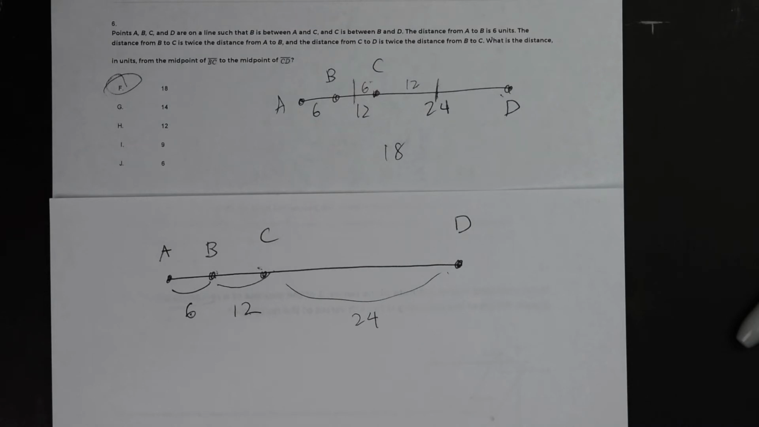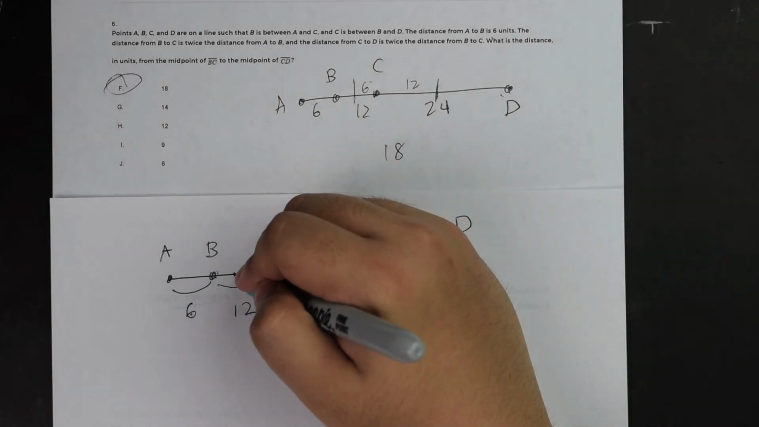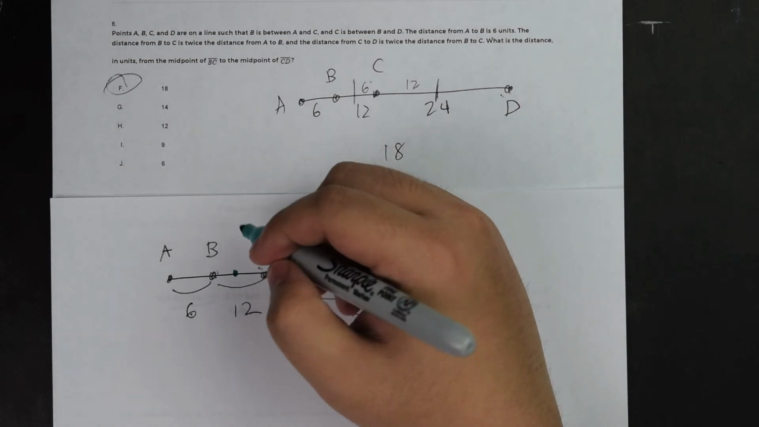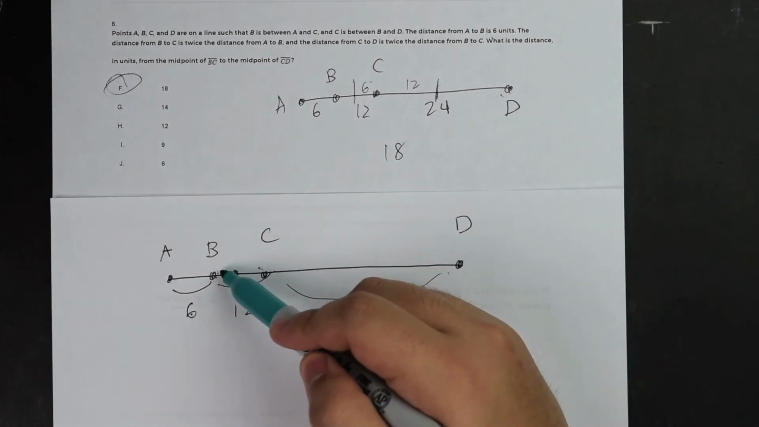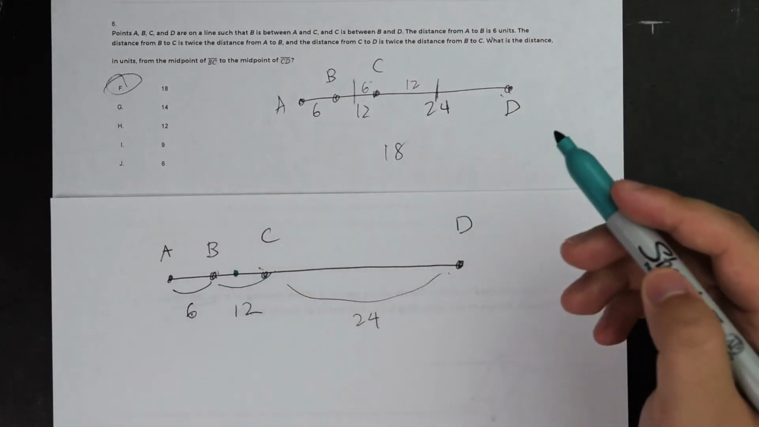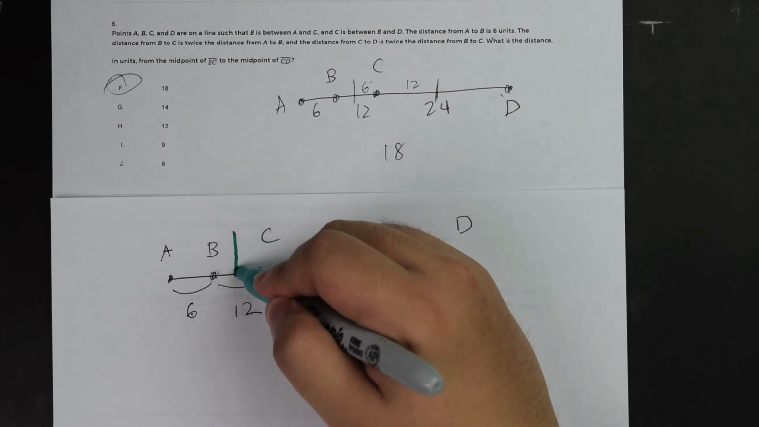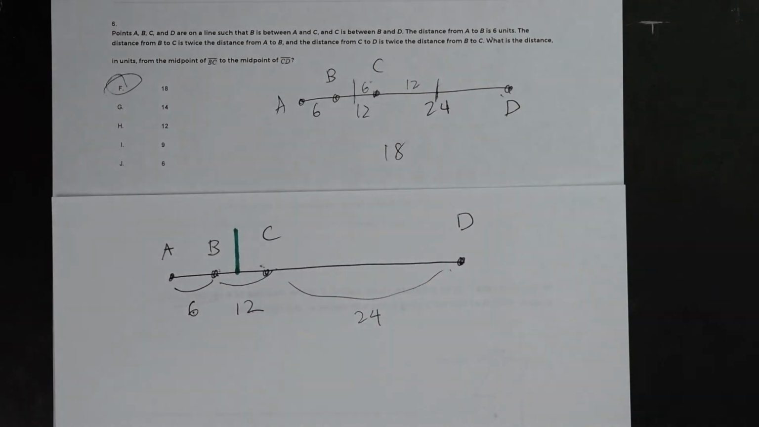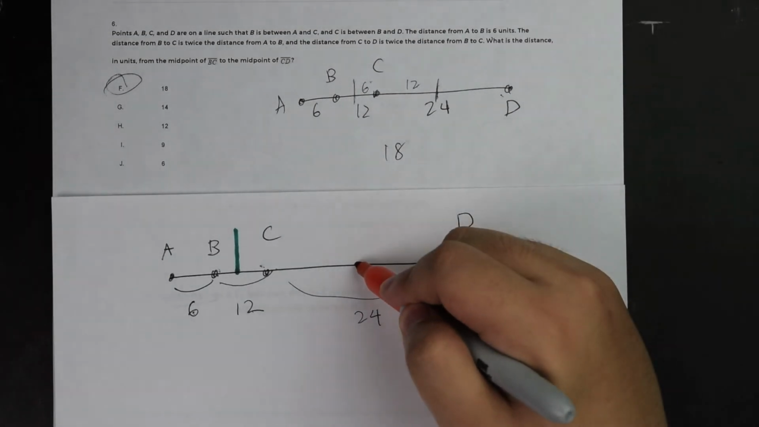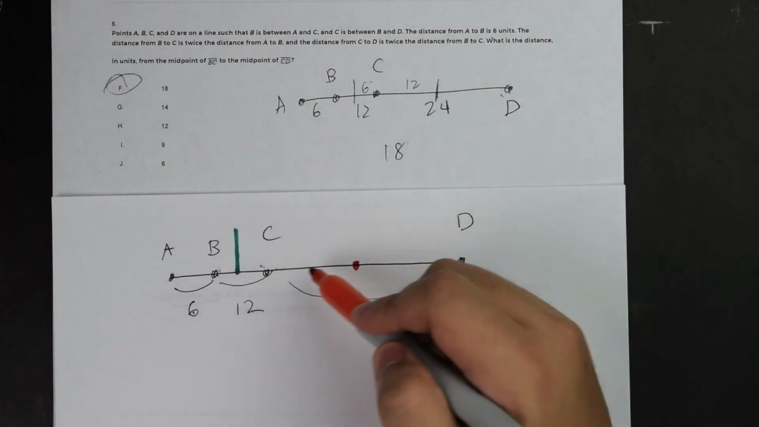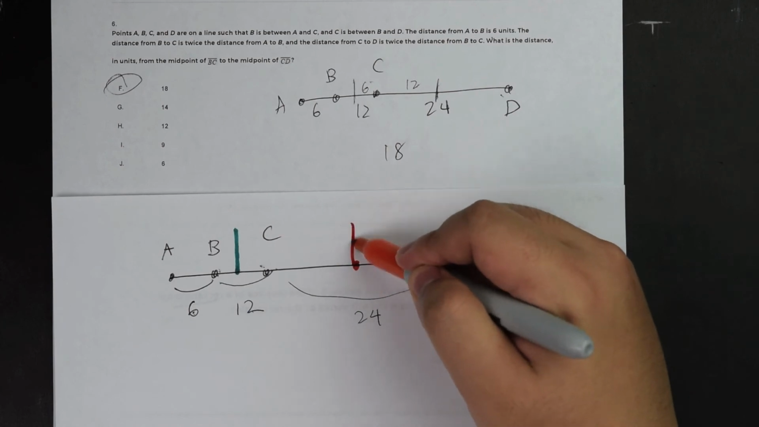And now I'm able to go ahead and try to figure out what they're wanting in the end. What is the distance in units from the midpoint of BC? So the midpoint of BC is going to be right in the center of B and C. That means that these measurements are going to be 6 and 6, this part right here. They want the midpoint, and I'm going to make it clear, it's right here, up to the midpoint of CD. So I'm going to go ahead and create this right here. So between this point and this point right here, they want the measurement.